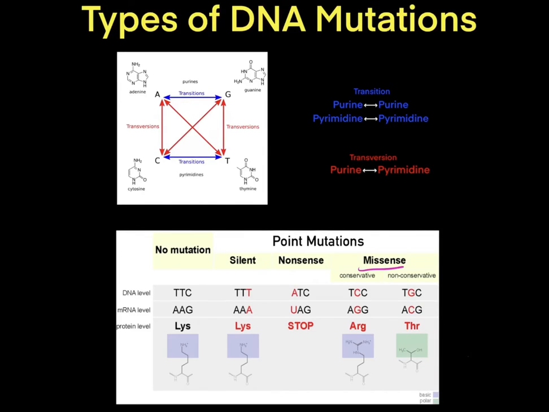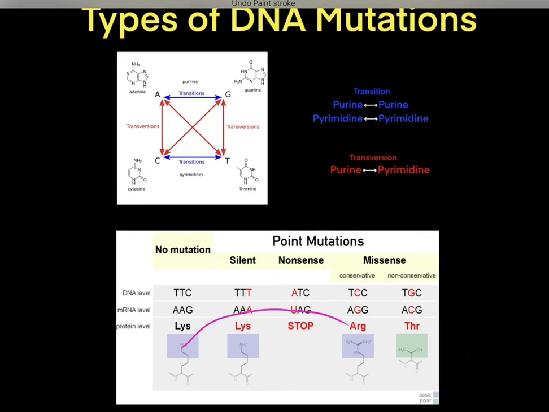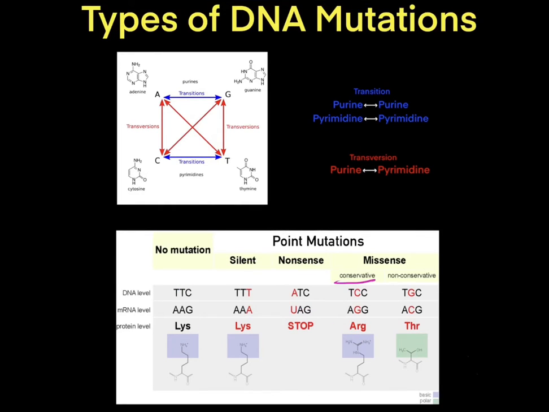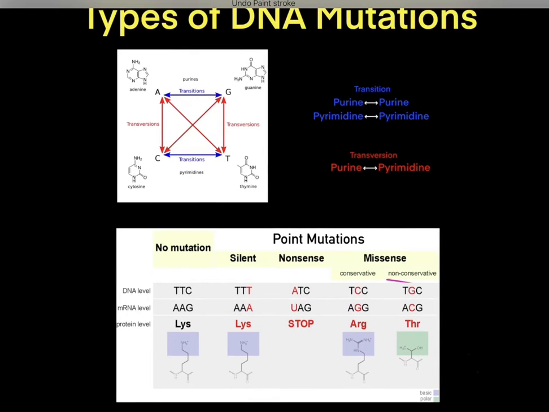So there are two types of missense mutations. If we have a DNA mutation that creates a similar amino acid, that's conservative. If we go through a DNA mutation that creates a very different amino acid, that's a non-conservative missense point mutation.